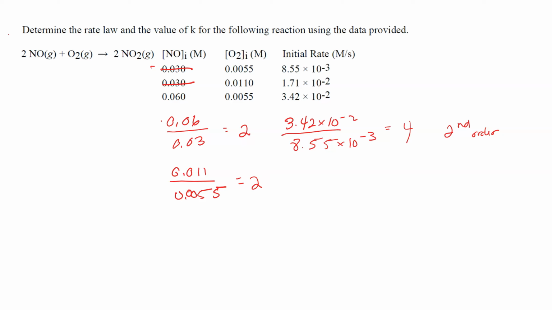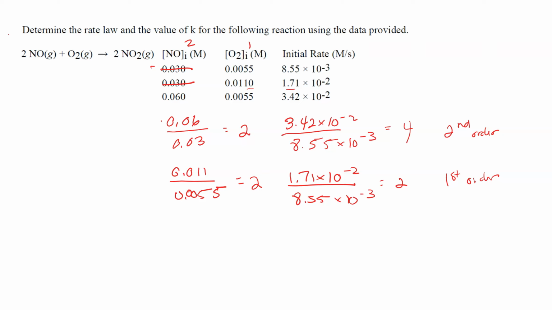And if we look at 0.011 to 1.71 times 10 to the minus 2 over 8.55 times 10 to the minus 3, this is also a doubling. So we have a 2-to-2 ratio, which is a 1-to-1 ratio, which means this reaction is first order with respect to oxygen. So I'm just going to make some notes here.